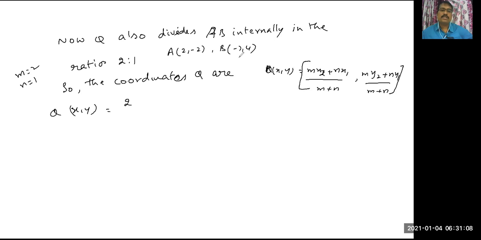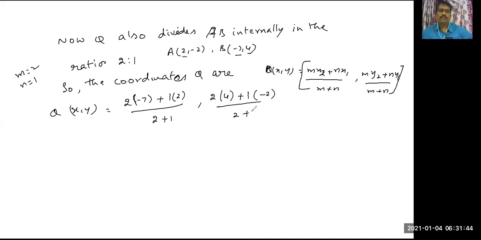So x2, here x2 is minus 7, 2 into minus 7 plus n, here n is 1, x1 is 2 by m plus n, that means 2 plus 1. Next m by 2, here m is 2, again 2 into y2 here 4. So 2 into 4 plus n into y1, n is 1, y1 means minus 2 by 2 plus 1.